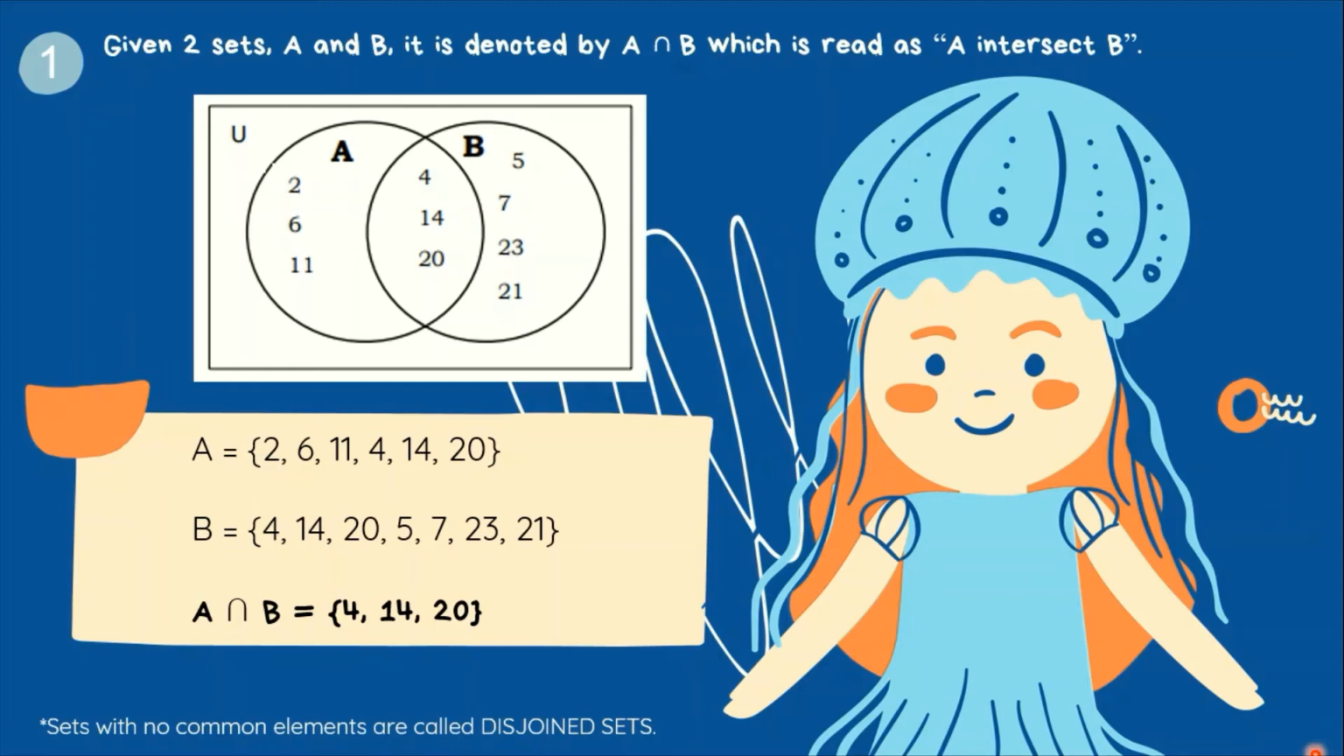And sets with no common elements are called disjoint sets. Say for example, walang 4, 14, 20. Walang number dyan sa gitna niya. It means na siya ay disjoint sets. Wala siyang common elements.